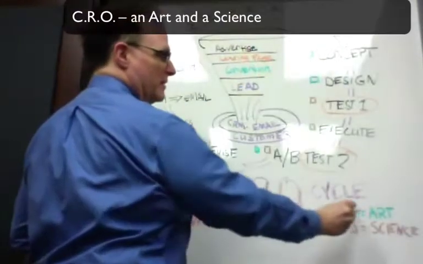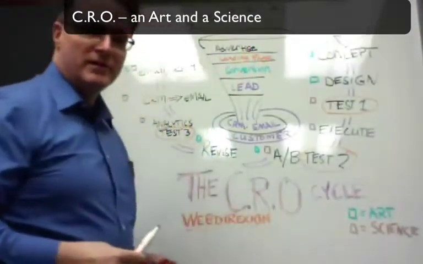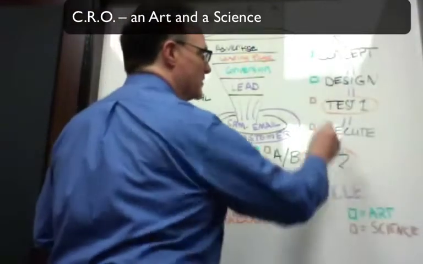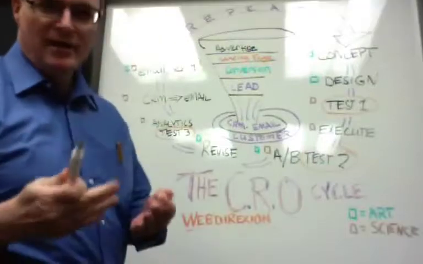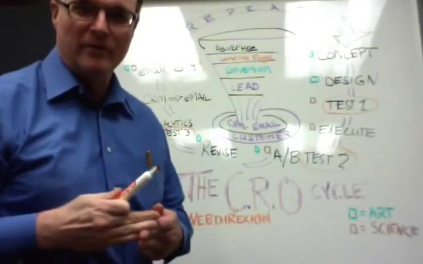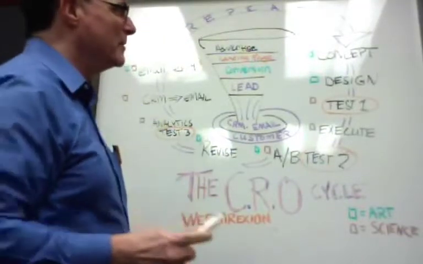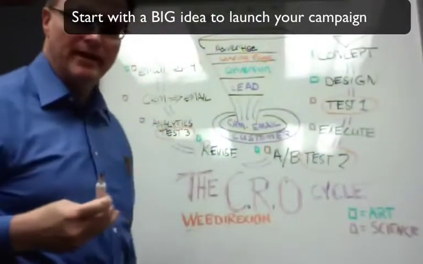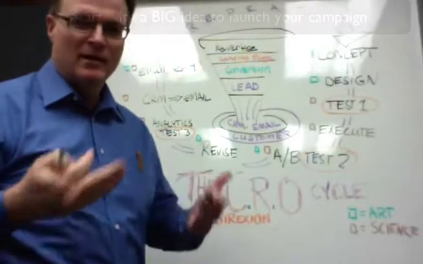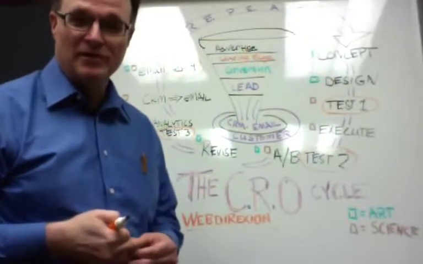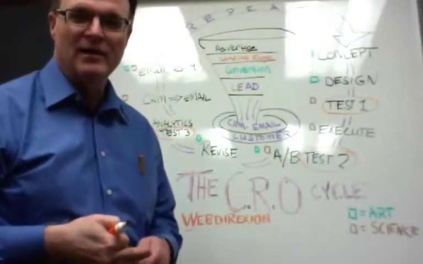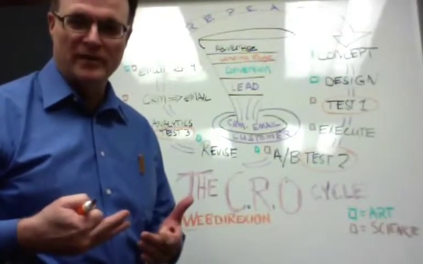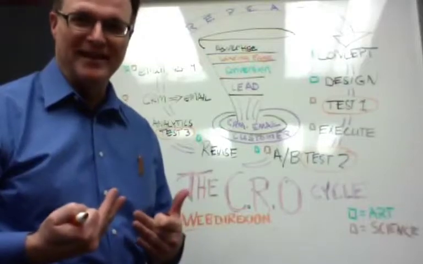Green boxes are the art part of this pursuit, and brown boxes are the science part. And as usual, there's an overlap of both as you work your way around. But you start with a big idea, a concept for your campaign, right? Going back to when agencies were called advertising agencies, this was the most important point in the creative process because it pulled everything else together.